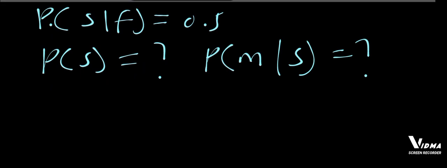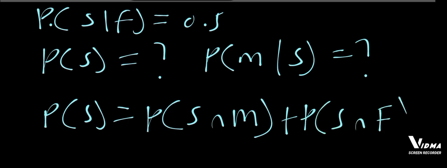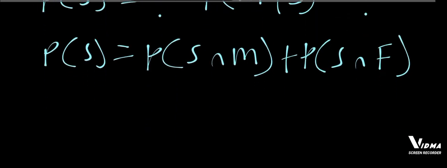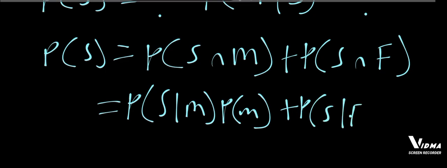So we are going to use total probability here. P of S is just P of S intersection M plus P of S intersection F. And writing it in our conditional probability form, it is P of S given M times P of M plus P of S given F times P of F.